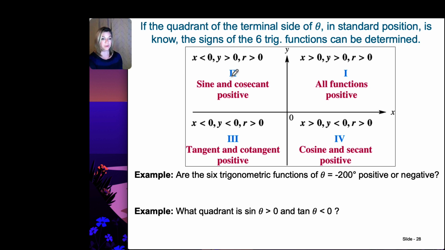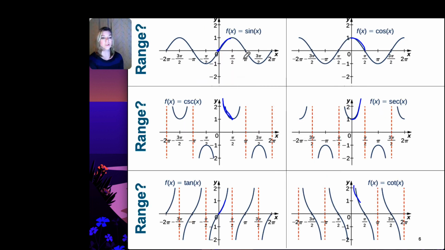Let's check out quadrant 2. It says that sine and cosecant are positive, meaning that the other 4 are negative. Let's go check that out on the graphs. Okay, quadrant 2, sine is still above the x-axis, so still positive. Cosine drops below the x-axis, so it's negative. Cosecant above the x-axis, in quadrant 2 it's positive. Secant in quadrant 2 below the x-axis, so it's negative.